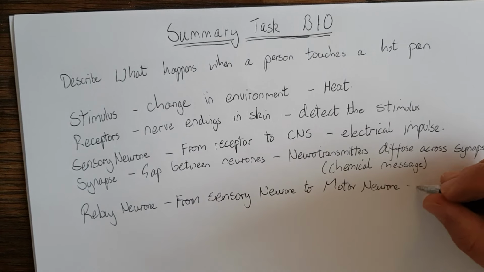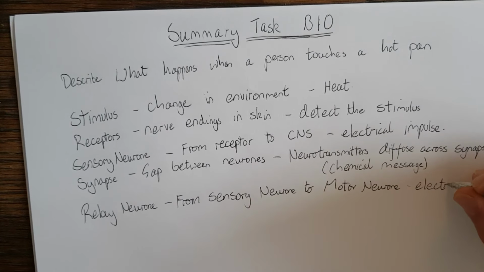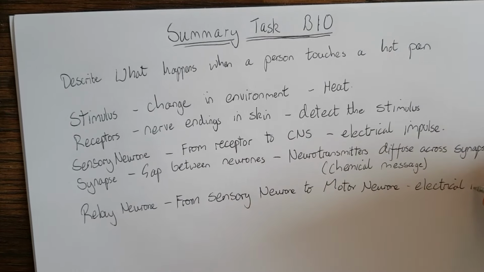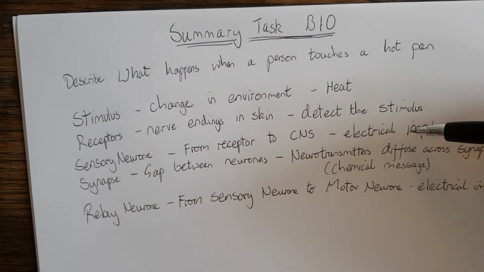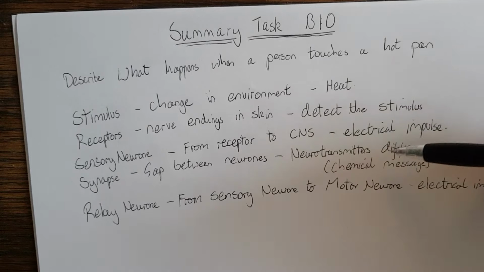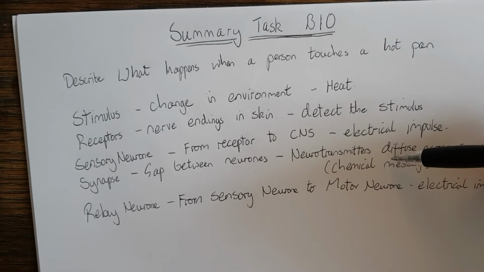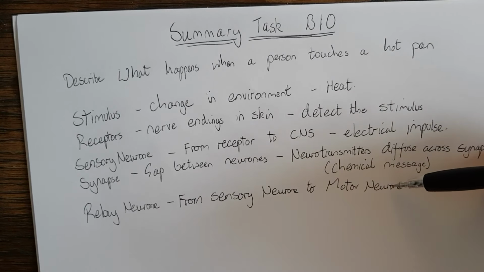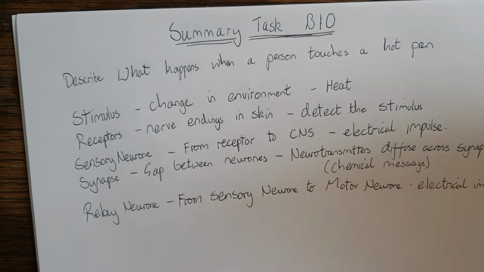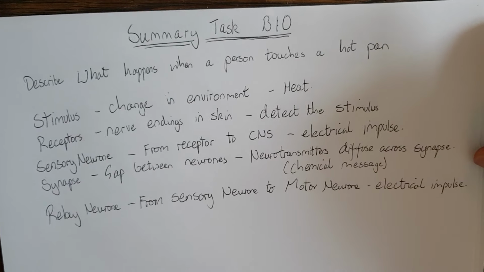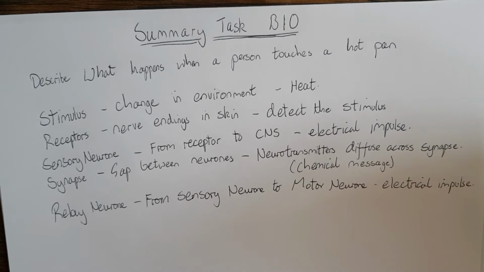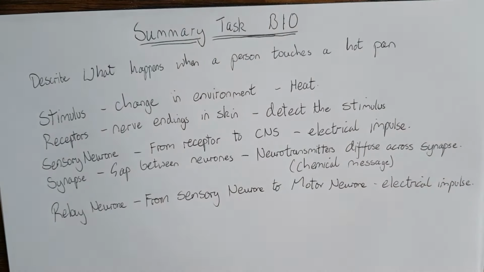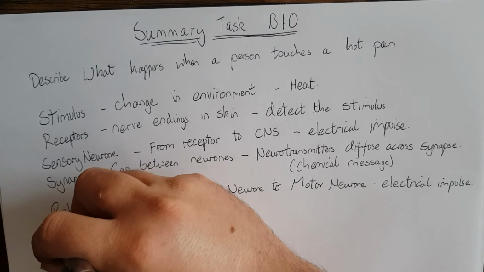And again, it's an electrical impulse. We've gone from an electrical impulse in the sensory neuron to a chemical impulse or message in the synapse, going back to an electrical impulse in the relay neuron, and we get to the motor neuron. Before we get to the motor neuron, we have to cross another synapse.